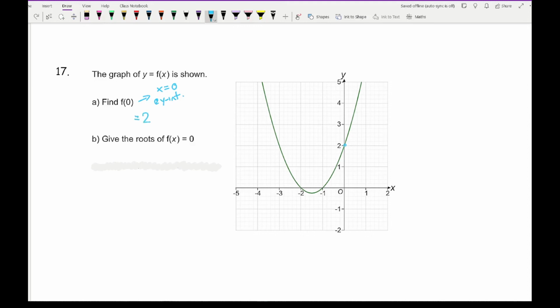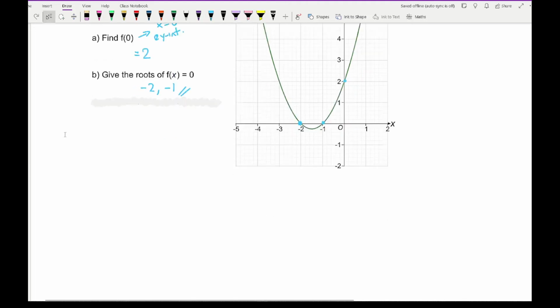The next question says give the roots of f of x equals 0. So this is where it crosses the x-axis. So this would be the two roots. Here we're looking for minus 2 and minus 1.